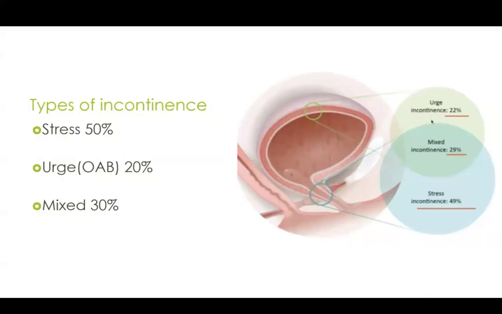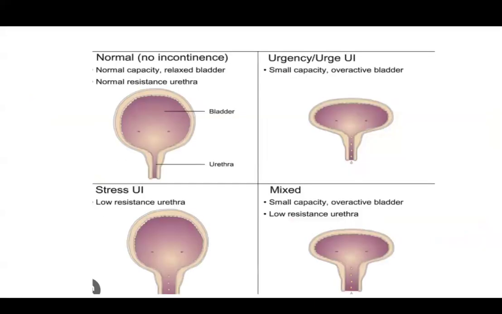The major types of incontinence are stress incontinence, urge incontinence, and mixed incontinence. This is always a very important slide because some questions have come from there. What is the most common type of incontinence? That is stress incontinence. And the percentage is also important: it's 50%. This picture shows the difference between normal bladder and stress, urge, and mixed incontinence.